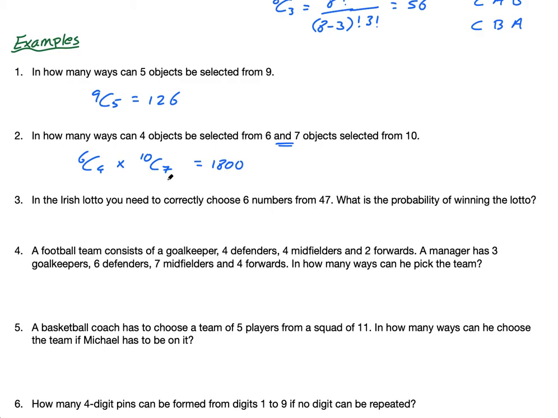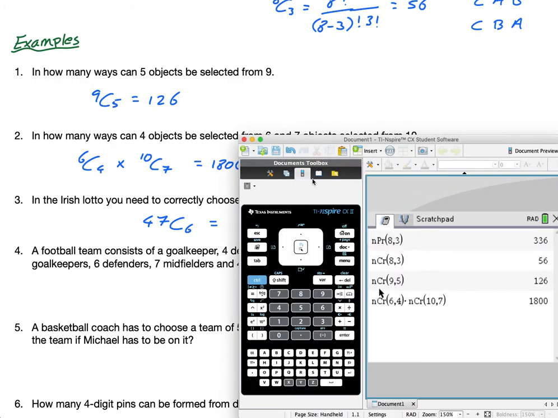In the Irish Lotto, you need to correctly choose 6 numbers from 47. What is the probability of winning the lotto? I think I mentioned this in a previous lesson, but anyway, I have to choose 6 numbers. Again, order doesn't matter here. So it's just 47 choose 6. 47, comma 6. All right, there's a lot. So it's 10,737,573.